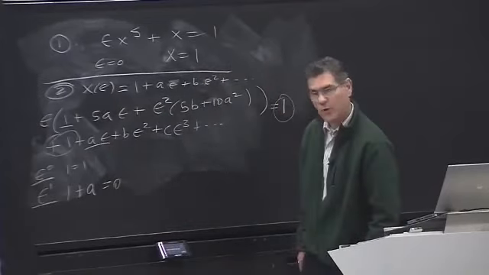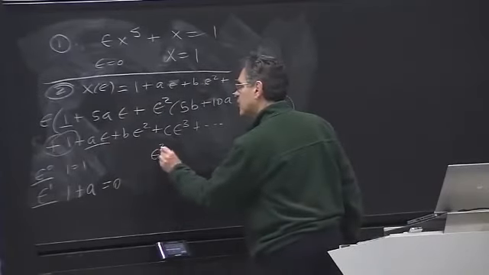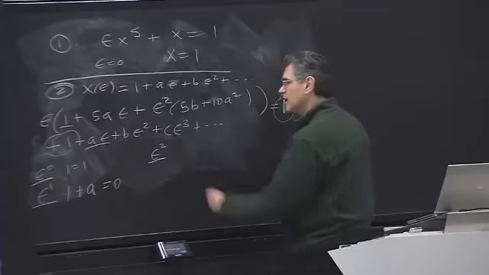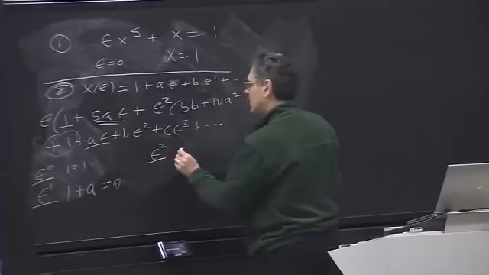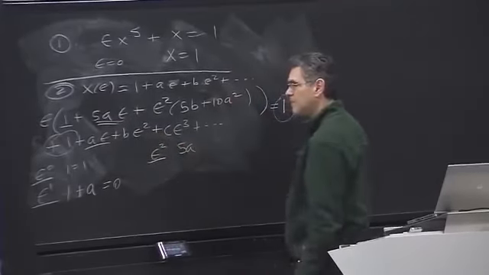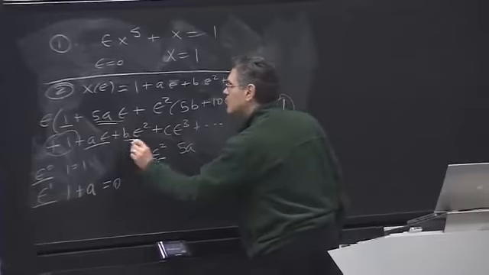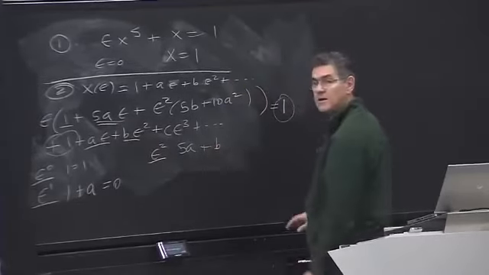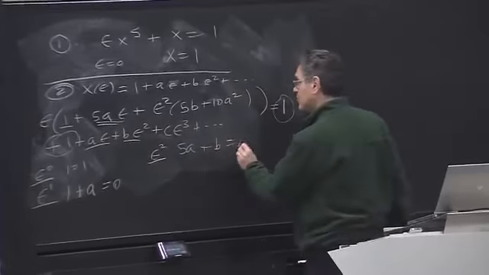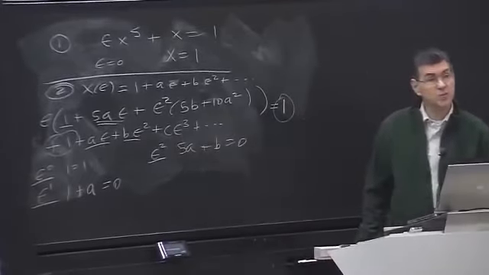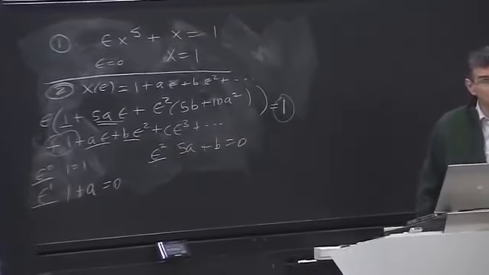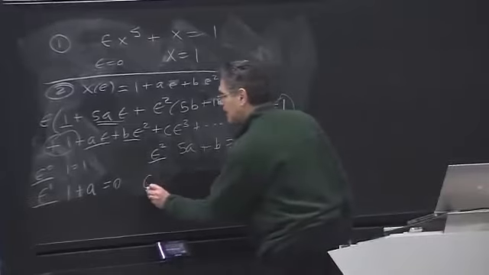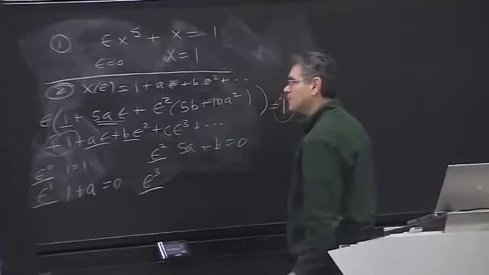Okay, that's the next equation to solve. The epsilon squared equation reads: from here, there's 5a, and from here, there's a b, and that's equal to 0. These equations actually look simpler than the previous equations. Okay? And epsilon cubed, what about that?